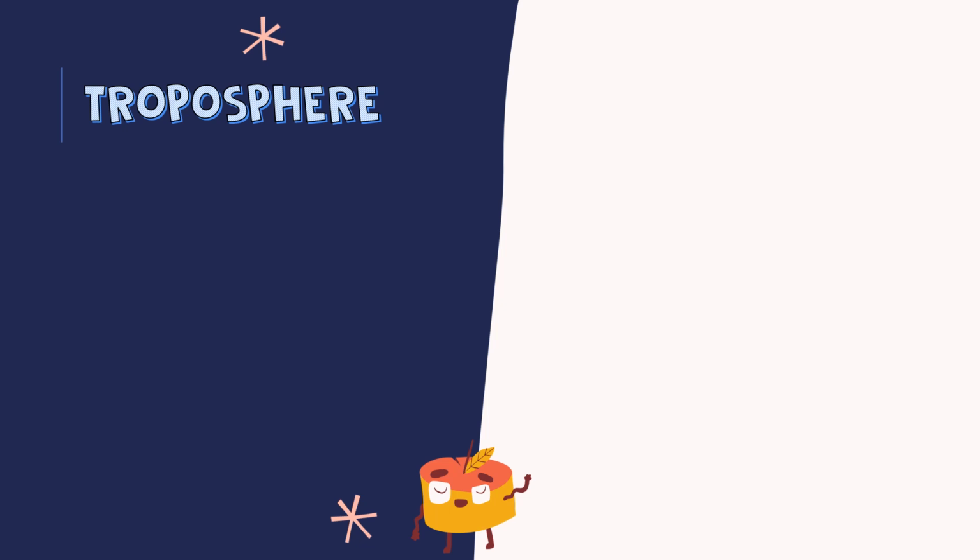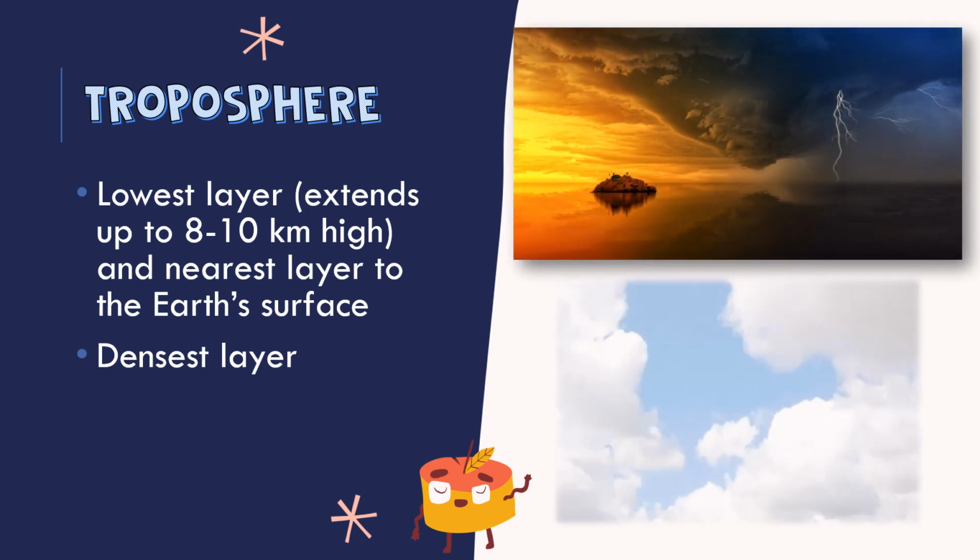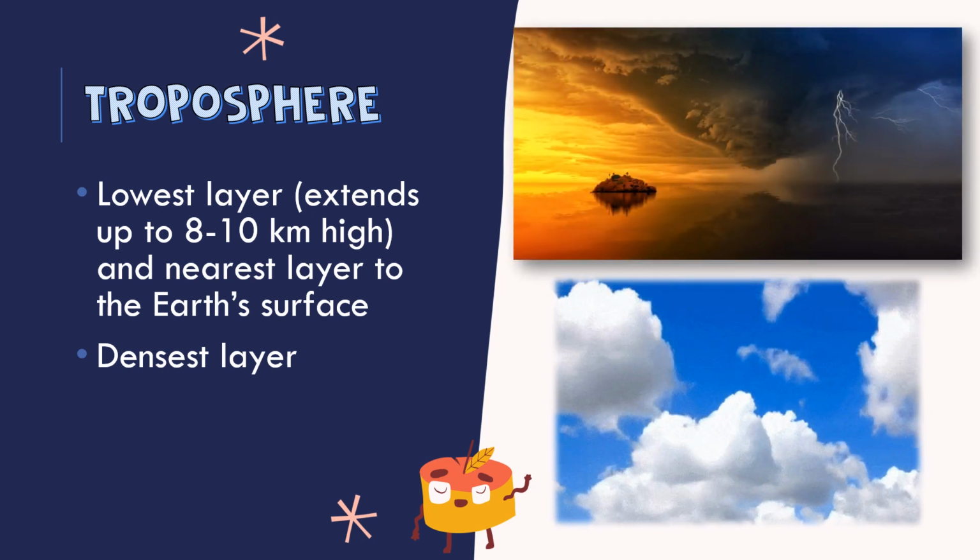The first layer of the atmosphere is the troposphere. It is the lowest layer, extending up to 8 to 10 kilometers high and the nearest layer to the Earth's surface. The troposphere is also the densest layer, which contains approximately 75% of the atmosphere and almost all the water vapor and aerosol. Here in the troposphere, clouds of all types and weather are formed.